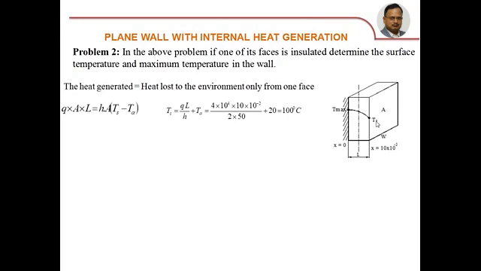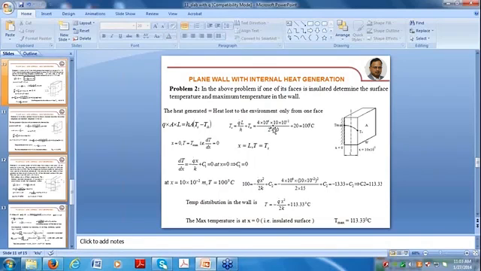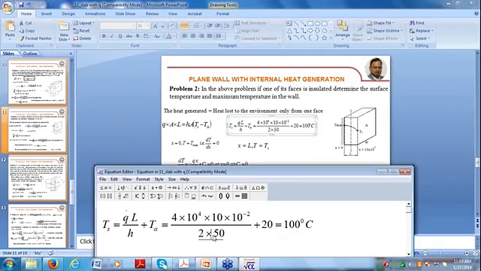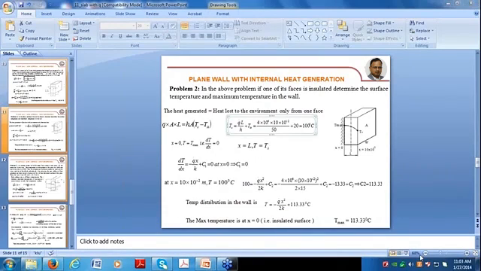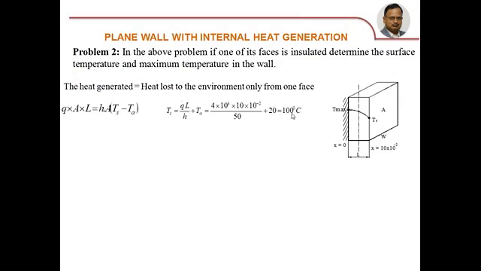That will give you Ts equal to Q dot L by h. Only one h is there. So that will give you the value of Ts as 100 degrees. This is 4 into 10 power 4, 10 power minus 2 is 10 square, so 4000. 4000 by 50, 80. 80 plus 20, 100 degrees. Correct.